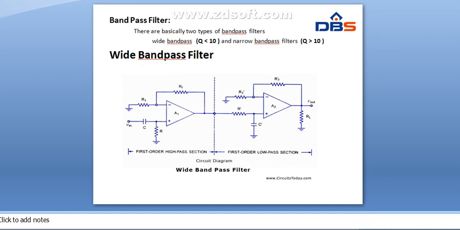There are two types of band pass filter. If Q is less than 10, that is called wide band pass filter. If Q is greater than 10, that is called narrow band pass filter.